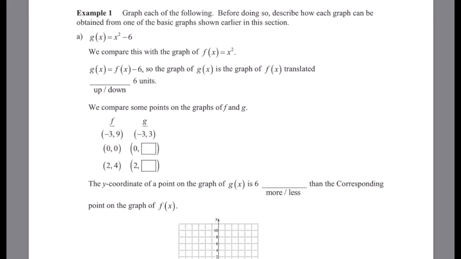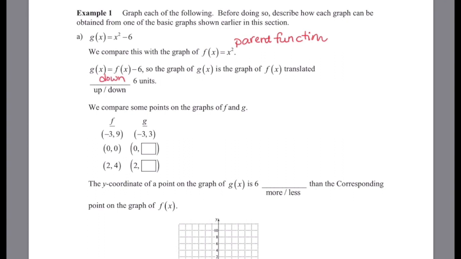Graph each of the following, and before doing so, describe how each graph can be obtained from one of the basic graphs shown earlier. We have our function g of x is equal to x squared minus 6. I see that x squared, so I know that my parent function is x squared. I also see that the subtract 6 piece is on the outside of whatever is happening to my function. So we could think of this as f of x minus 6. This tells me that we're going to shift our graph down 6 units.